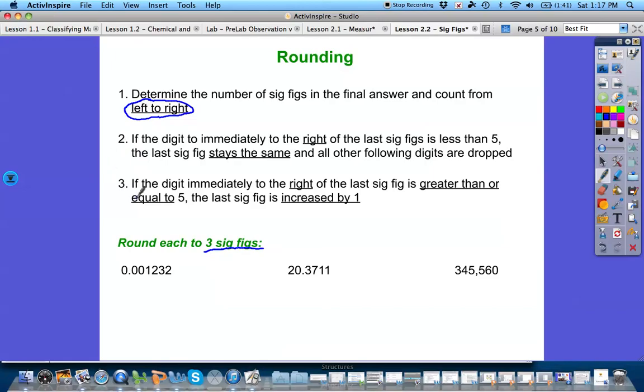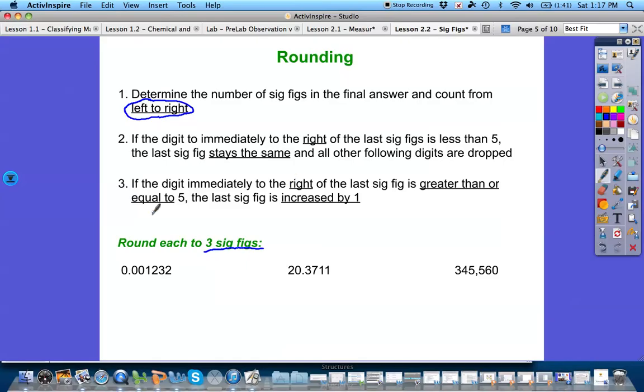The second rule says if a digit immediately to the right of the last sig fig is less than 5, the last sig fig stays the same and all of the following digits are dropped. The third rule states that if the digit immediately to the right of the last sig fig is greater than or equal to 5, the last sig fig is increased by 1.